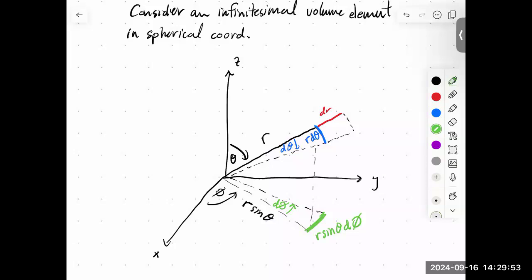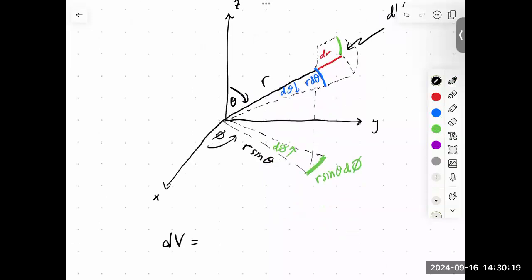Okay, and then that goes up here. And so now we're going to try to draw this three-dimensional volume element in space here. And this is the little piece of arc here. And so this is our volume element. Its size is given by the edges of this cube-like object. So dr is one edge, r d theta is another edge, and r sine theta d phi is the third edge.